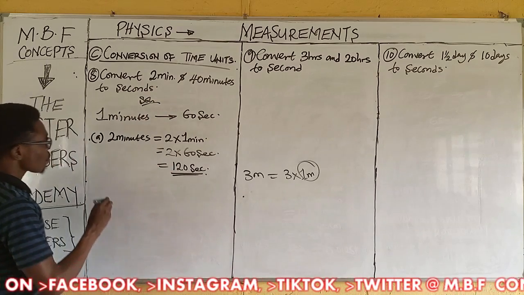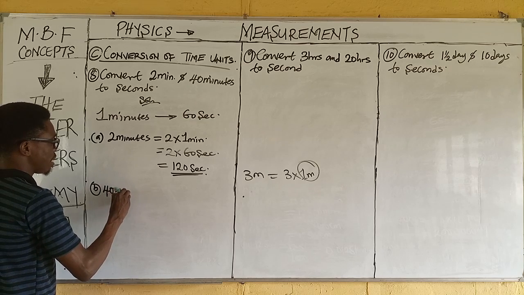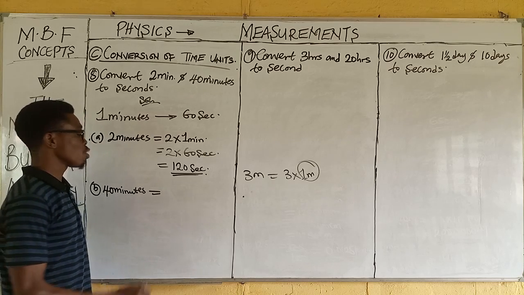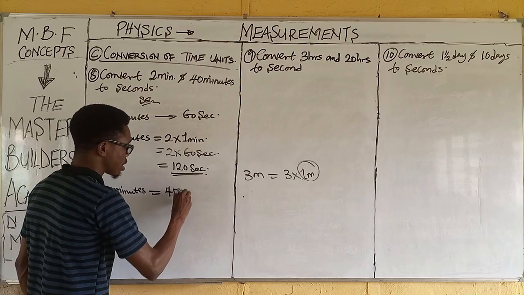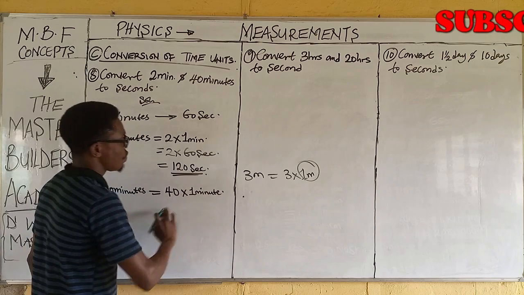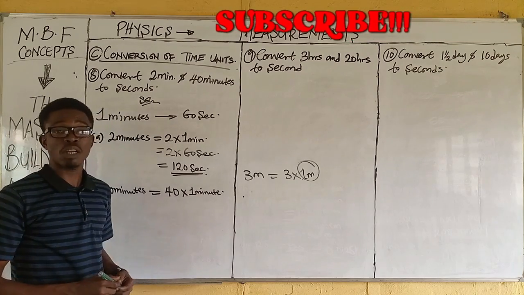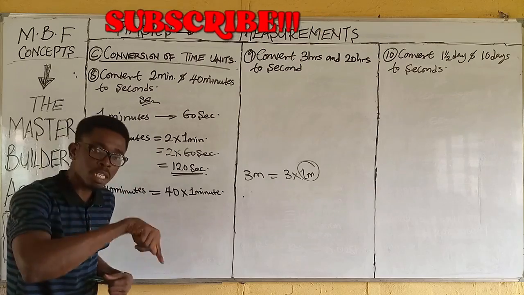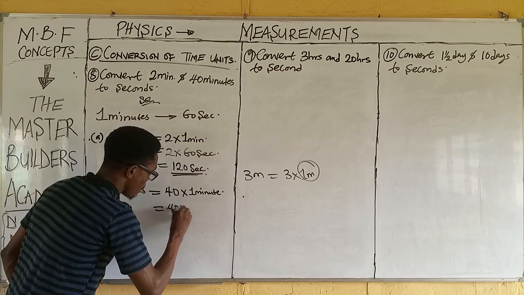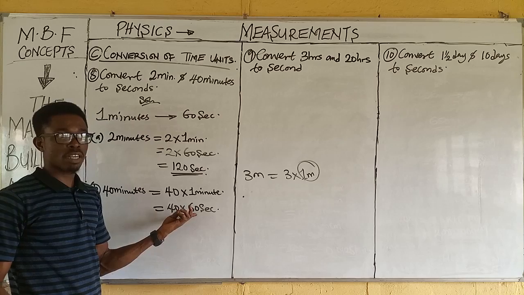Now we have the big aspect of it. We are asked to also convert 40 minutes to seconds. What do we do? The value here is 40 times 1 minute. 40 times 1 minute is still the same thing as 40 minutes. And what is 1 minute in terms of seconds? 1 minute in terms of seconds is 60 seconds. So this will have given us 40 multiplied by 60 seconds. We just replaced 1 minute by 60 seconds.